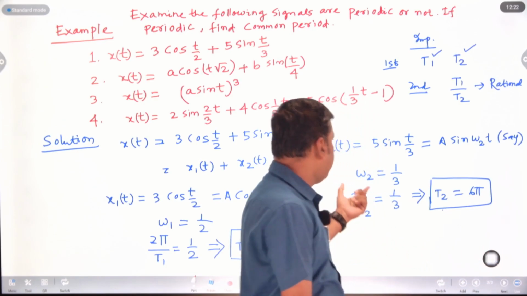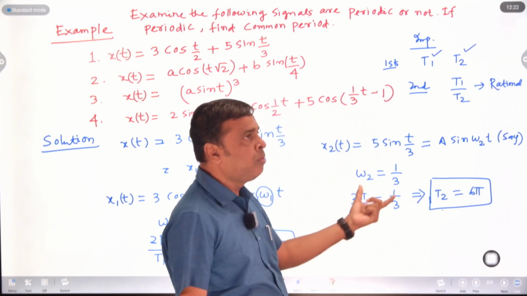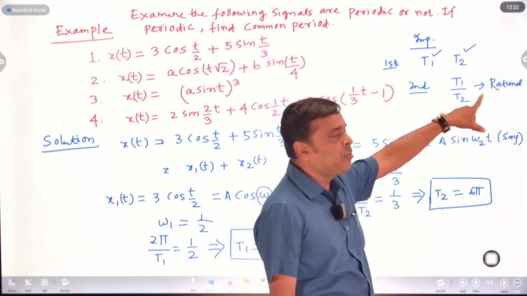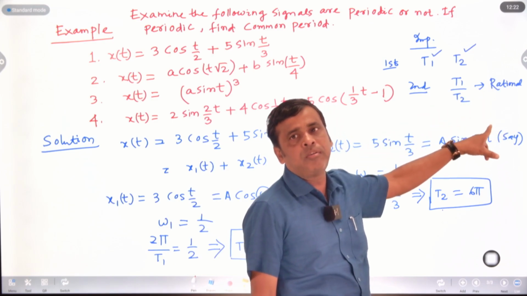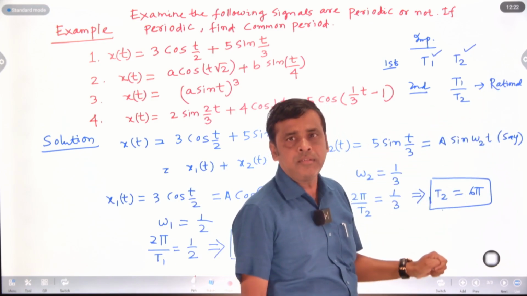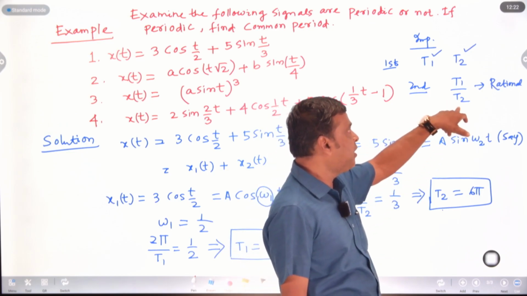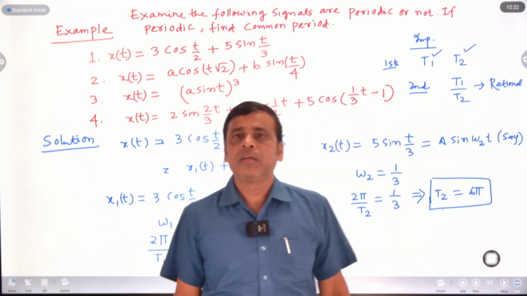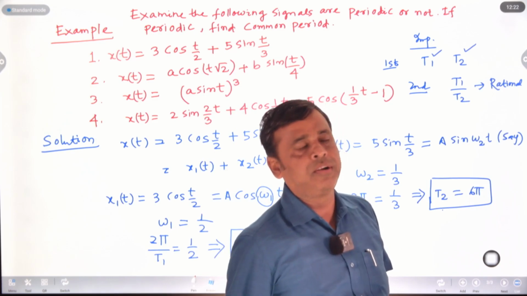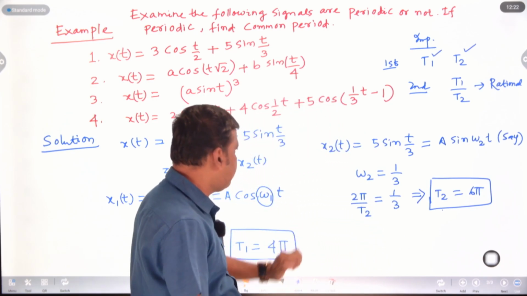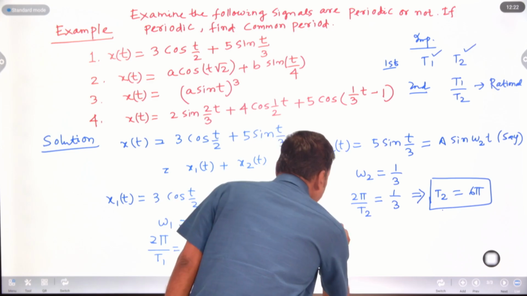After getting T1 and T2, evaluate whether T1 by T2 is rational or not. If T1 by T2 is a rational number, we can say that the signal is periodic. If T1 by T2 is not rational, we can say that the signal is not periodic, it is an aperiodic signal. So here in this example, T1 by T2 is how much?